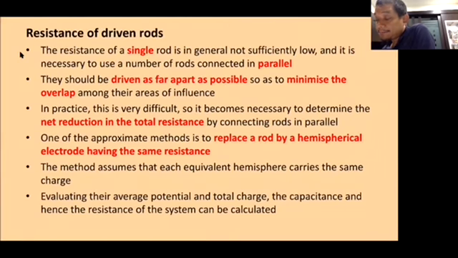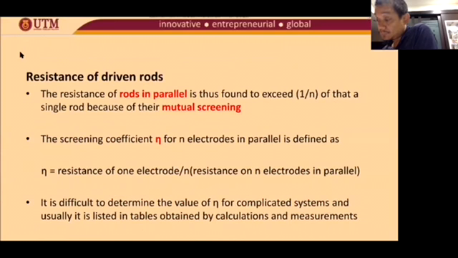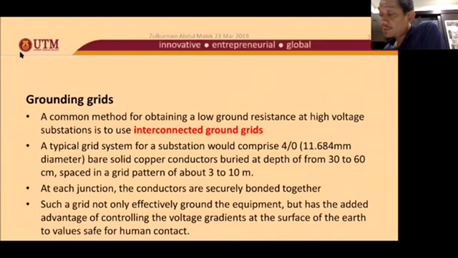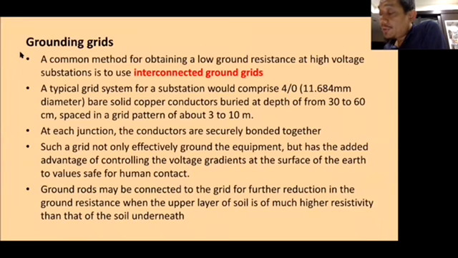But if you put two in parallel or three in parallel, it doesn't mean that your resistance is reduced by 3. Okay, it's not as efficient as normal resistance. Okay, it says here.